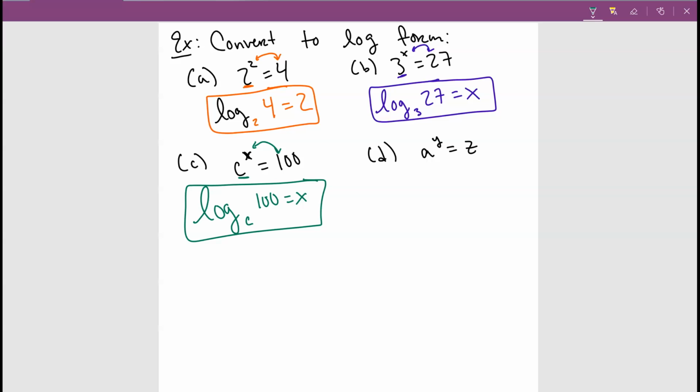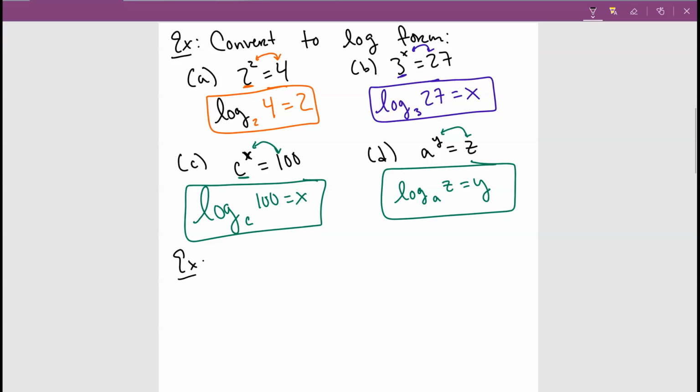Okay, now for the other one, the first thing we're going to do is write log base a. Now the y and the z are going to switch places. So this is going to be z is equal to y. Okay, and that is my answer. All right. So now what we want to do, let's do the opposite. Okay, so now that you felt comfortable with that, we are going to convert now to exponential form.